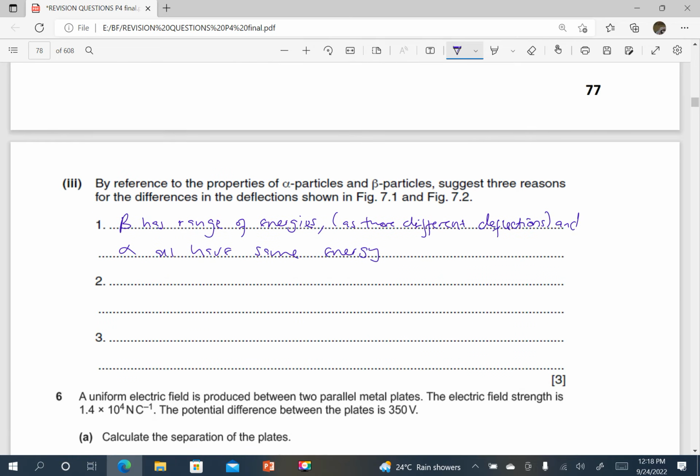Number two, I think we all know that the charge of alpha is opposite to that of beta. Charge of alpha is opposite to charge of beta. And how do we see that? We see that deflections are in opposite directions.